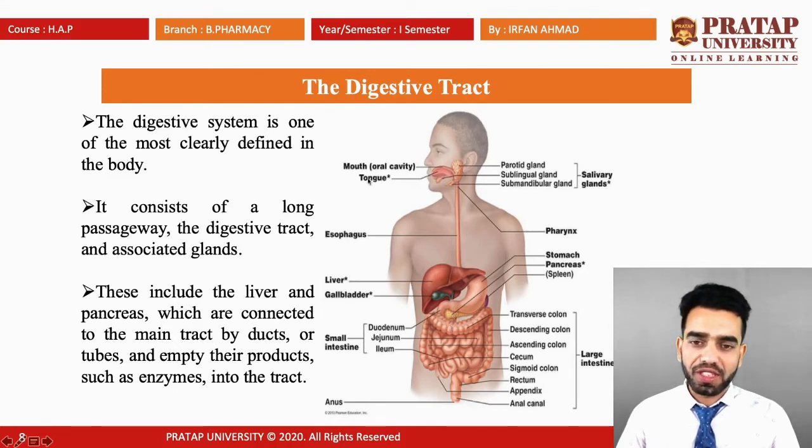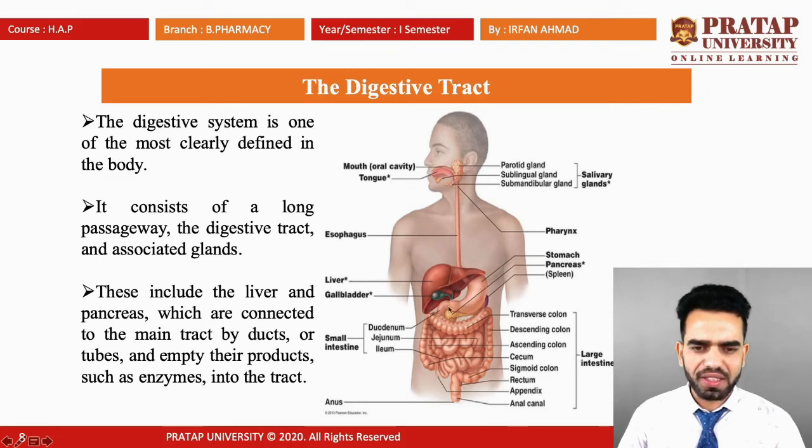Okay, so starting from the mouth we can see there is an oral cavity, there is a tongue, there are three types of salivary glands. That's parotid gland, sublingual gland, submandibular gland. These are the salivary glands which secrete saliva, which contains the enzymes for the digestion of the carbohydrates. Okay, so digestion of carbohydrates occurs here. This is mouth, this is tongue, and after that the food in the form of bolus goes into the pharynx, then into the esophagus, then from esophagus it goes into the stomach.